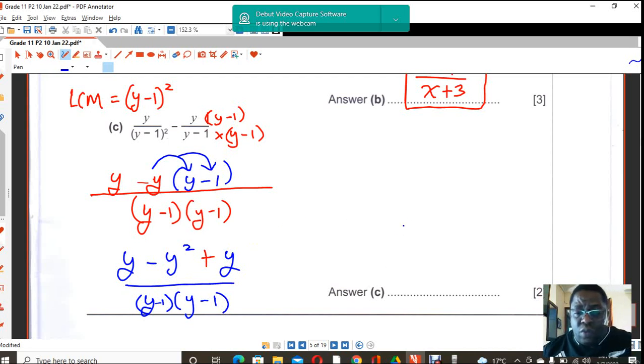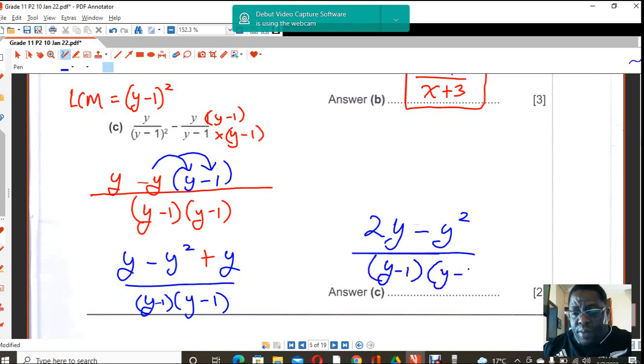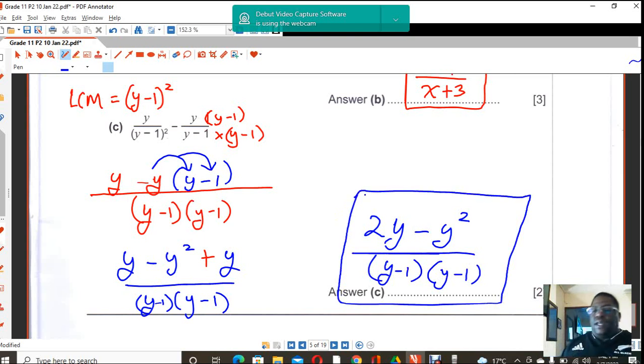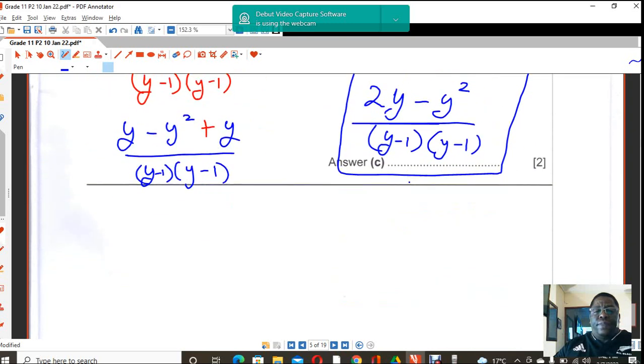End of the day, you've got two like terms there, and they are y plus y, not y squared, but 2y rather. Y squared remains negative, so you have got 2y minus y squared all over that denominator of y minus 1 over y minus 1. Again, there is no need for you to multiply out that denominator. Right, so your work there is done.